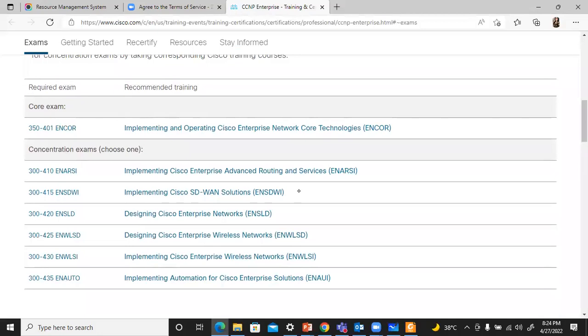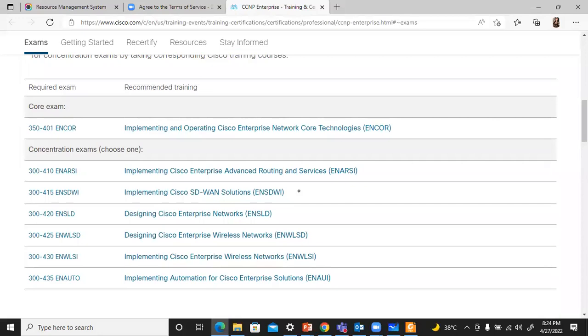First is the core exam. And second is the concentration that you choose out of the ones that are listed over here. So you can see one is for advanced routing and services. There is another one for SD-WAN solutions. There is designing Cisco enterprise networks, if you want to go for the design track, designing Cisco enterprise wireless networks or implementing Cisco enterprise wireless networks, and there is one for automation also.